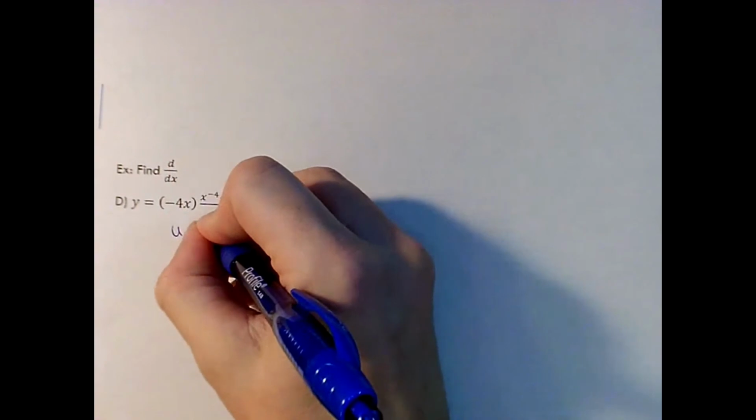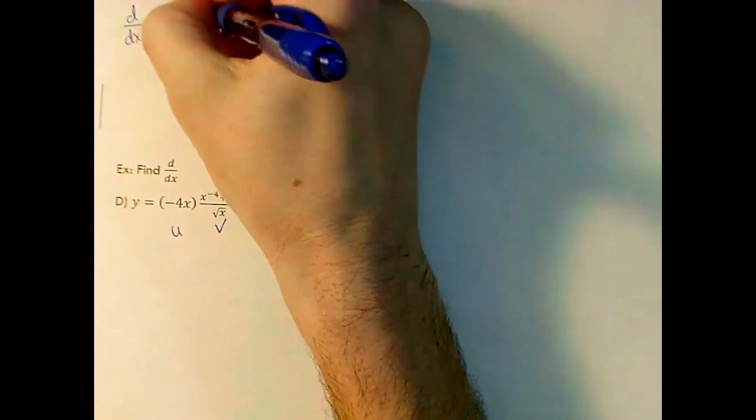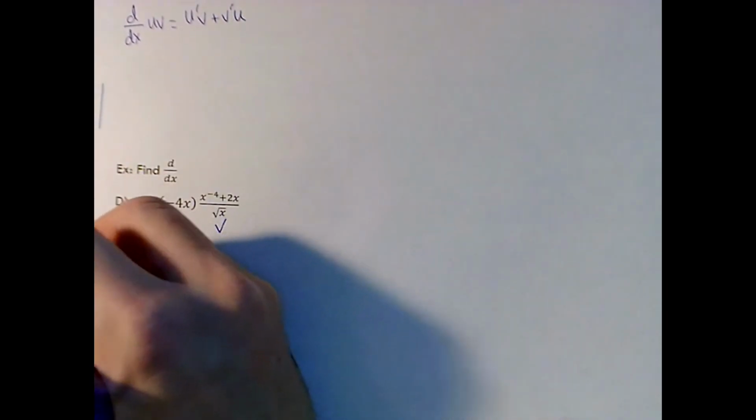So it would make sense to me to call that U and call that V. I'm using the product rule first. The product rule says that d/dx of uv is going to be u prime v plus v prime u. So according to this, I have u, I have v. U prime is going to be -4. And v prime is going to be quotient rule. So like we did.